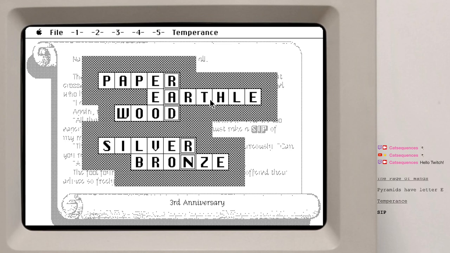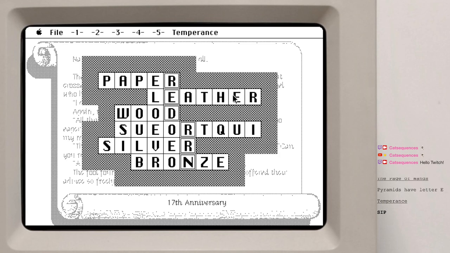What is it? I mean, I could look it up, but that'd be cheating, wouldn't it? Would it be cheating? Is it cheating to do research for a puzzle game that requires knowledge? Maybe. Leather has those letters, I believe. Leather. Leather anniversary. This one. Is it an acrostic? I don't know.